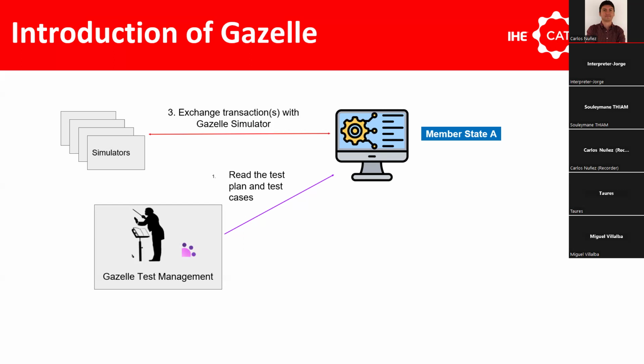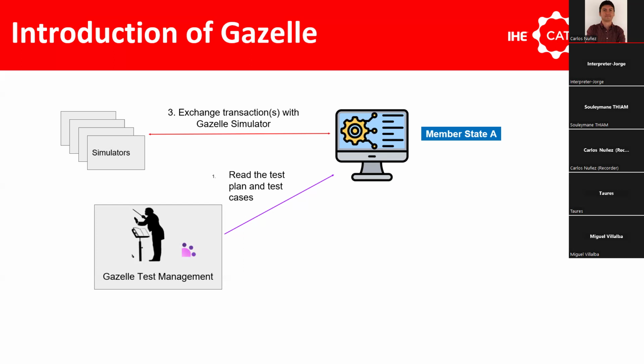Once you have the name of the simulator, you can perform some tests to send PDQm transactions from your system to the Gazelle simulator. This is just an example of PDQm. It can be MHD. For example, we have an MHD simulator, so you can exchange messages between your system and the Gazelle MHD simulator.